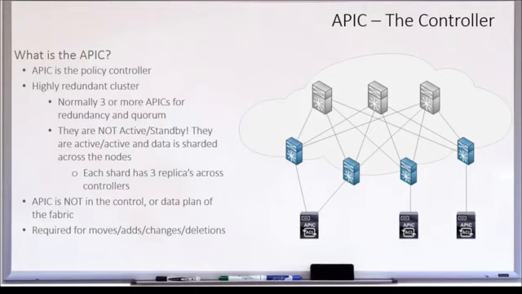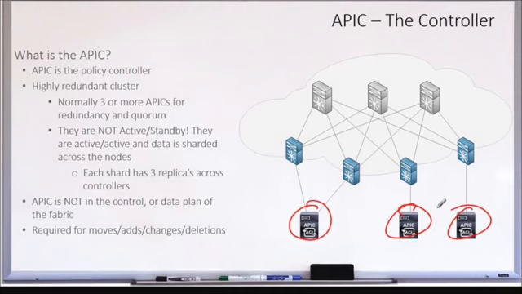Now, we'll also find that we have this thing called the APIC, and the APIC is actually the ACI controller. This is where we do all of our moves, adds, changes, and deletes. Now, one of the most important parts about the APIC is that even though we're doing a lot of our configuration on these APICs, the APIC is not in the control or data plane of the fabric.